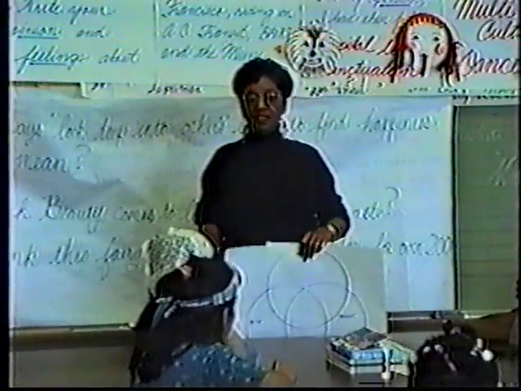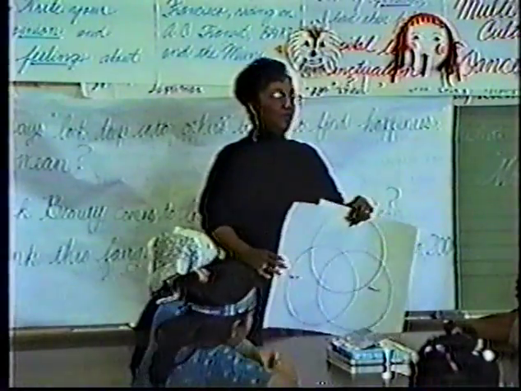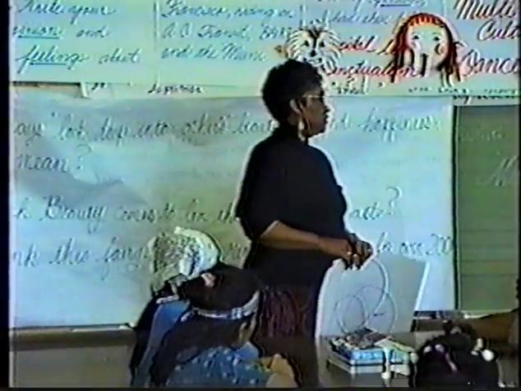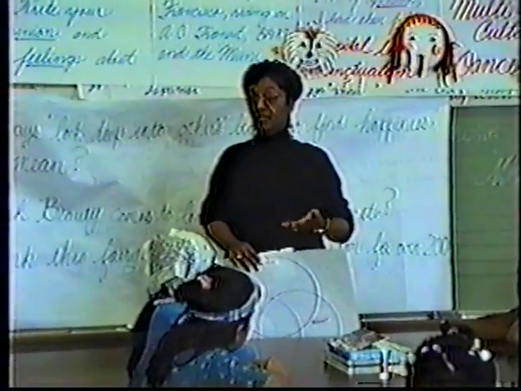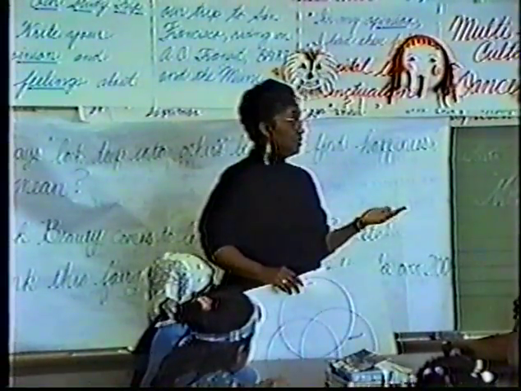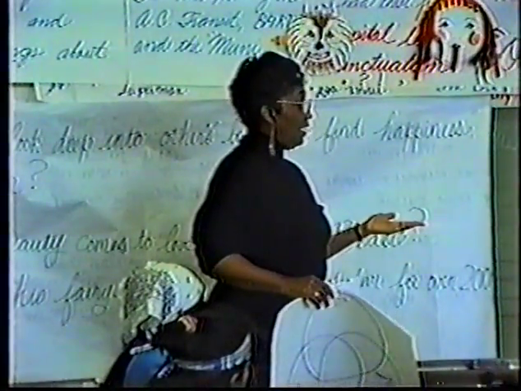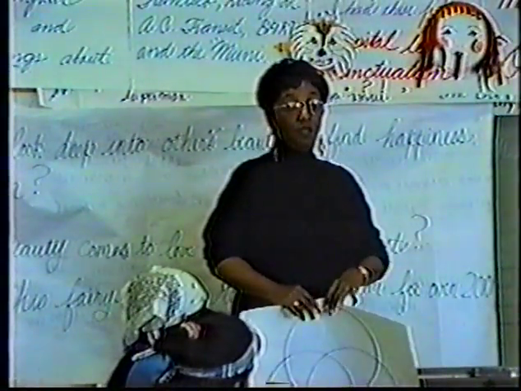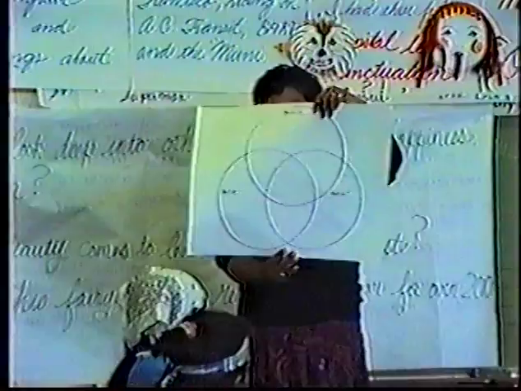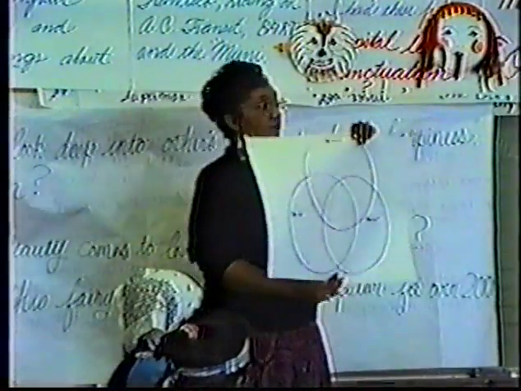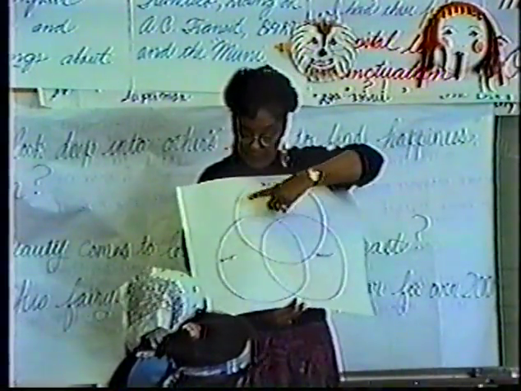Good morning, boys and girls. This morning I came in and I told you that we were going to be putting some information on a Venn diagram. And you said to me, what is a Venn diagram? So I'm going to show you a picture of one. Here it is. It has all of these wonderful, actually it's three circles, but they're interlocking circles.